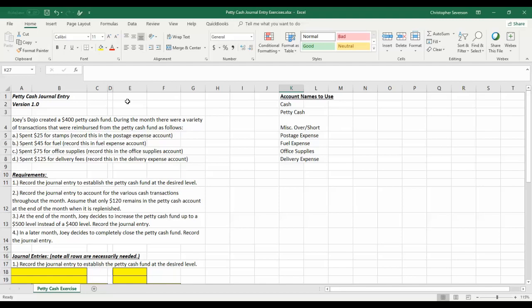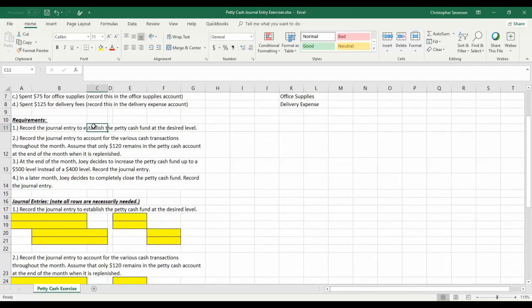But then, they spent $75 for office supplies. Now this is going to be an asset. We're not expensing this yet. We're debiting the office supplies asset because we have more supplies that we can use now. Then we spent $125 for delivery fees. We're going to debit the delivery expense account, and we'll see that later. We're going to increase the delivery expense account.